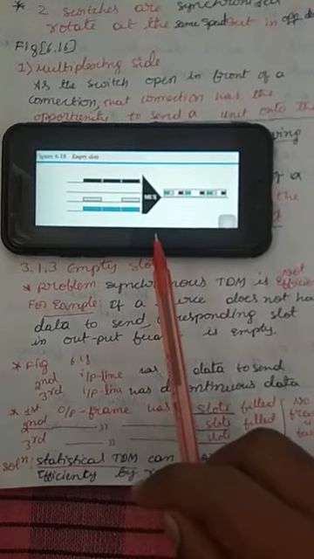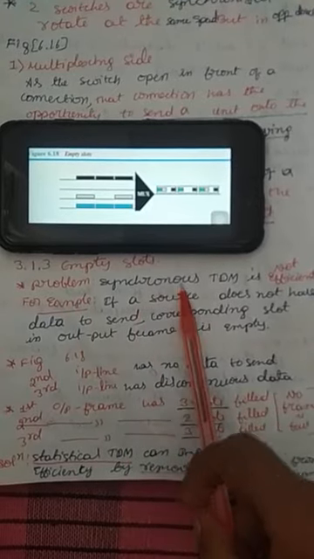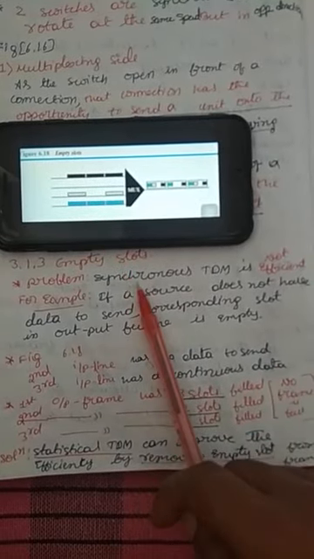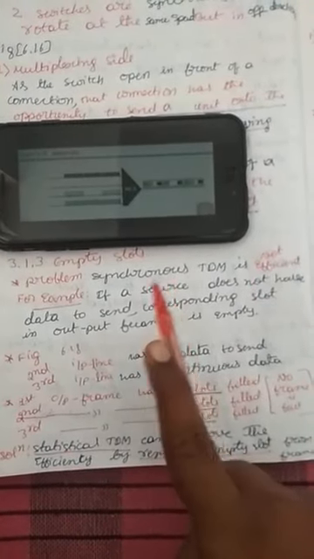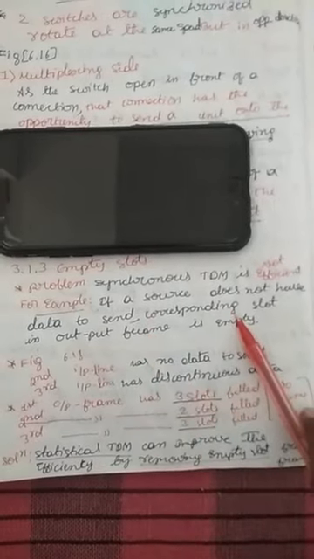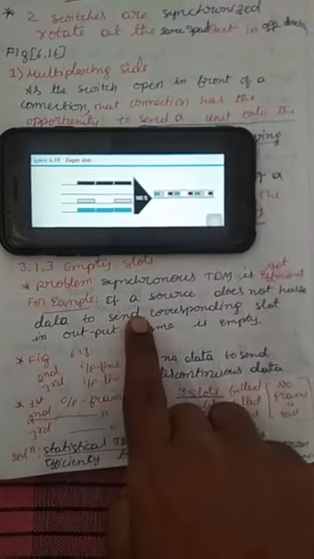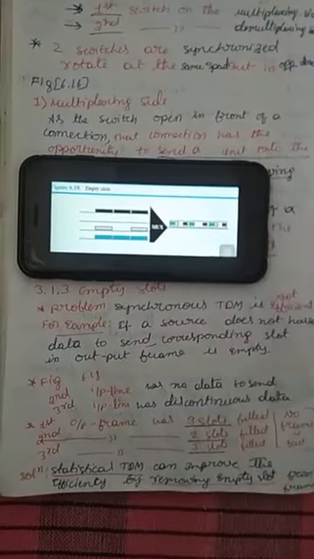What is meant by empty slot? Here we can see the problem: synchronous TDM is not efficient. Why is synchronous TDM not efficient? If the source does not have data to send, the corresponding slot in the output frame is empty. You observe here that if a source does not have data to send, the corresponding slot in the output frame is empty.